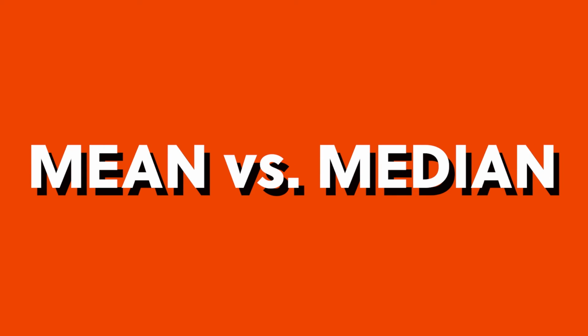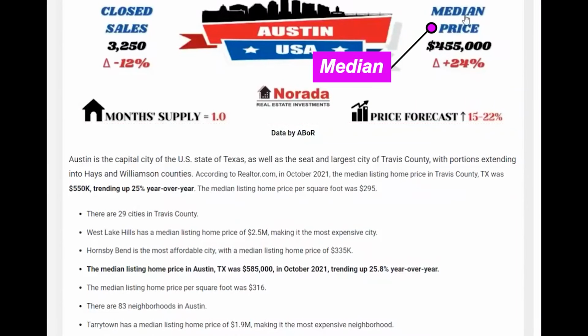When you're comparing mean and median, the mean is by far the most popular. Yet when you look at an article, for example, this one about the average price of homes in Austin, Texas, you see over and over and over they're using the term median, not mean. And so why is that? Well, there's one basic reason.